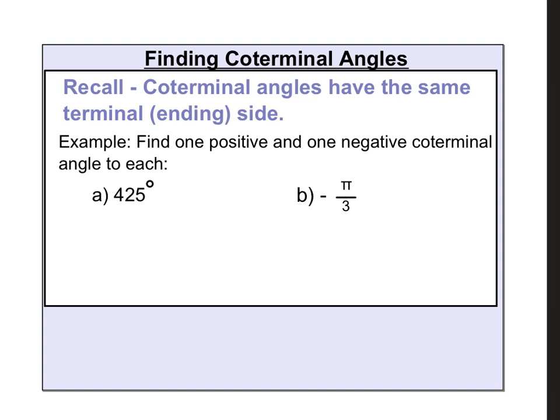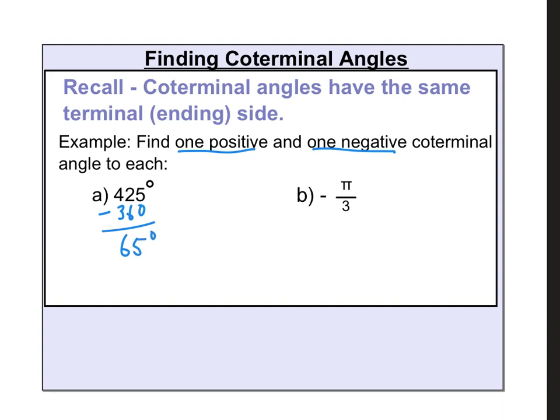Let's say I give you a couple angles here. For example, 425 degrees. Let's find a coterminal angle to 425, and we want to find one that's positive and one that's negative. Since 425 degrees is already bigger than 360, I'm going to subtract 360 from that, and that gives me another angle of 65 degrees.